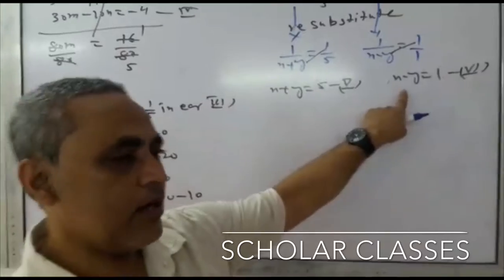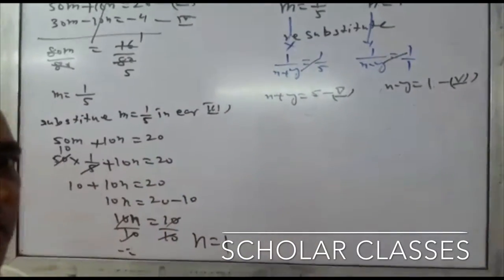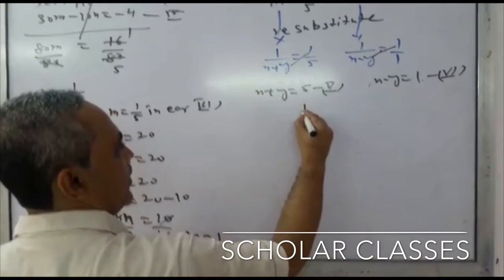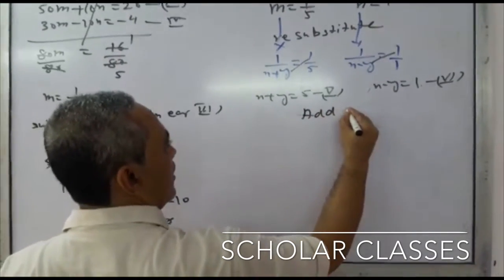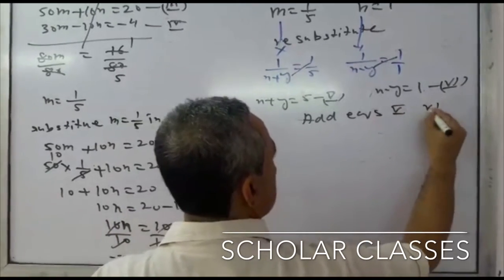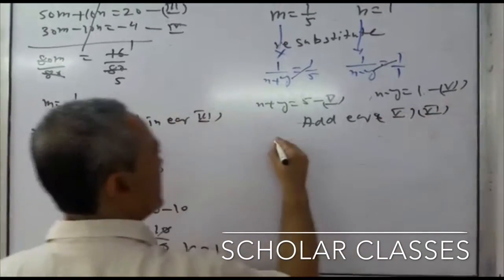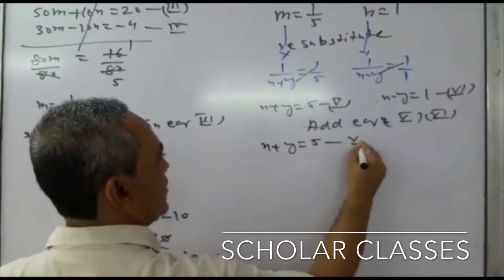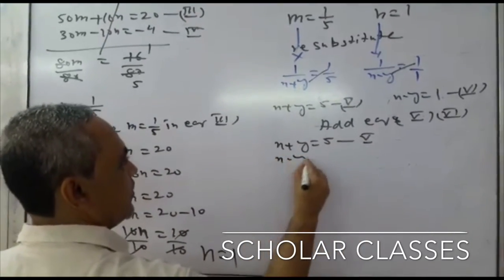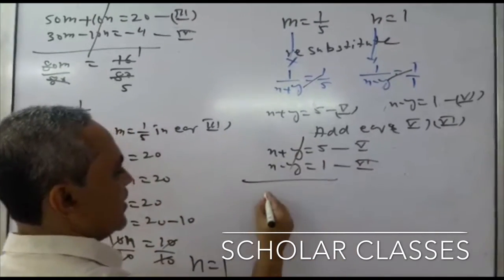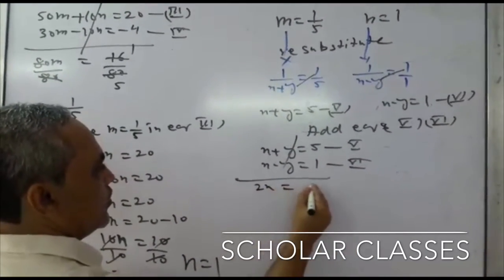This is plus y and this is minus y. Both the terms we can cancel easily. जब plus y minus y easily cancel हो जाएगा तो we write here add equations 5 and 6. Add equation 5 and 6. X plus y is equal to 5. This is equation number 5. X minus y is equal to 1. This is equation number 6. Plus y minus y cancel, it will become 2x is equal to 6.